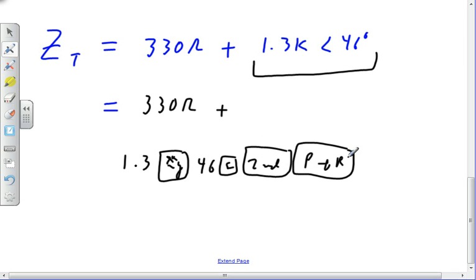Now, for those with graphing calculators, there are other ways to do this. I hope you know how. If you don't, you can see me after class sometime and we'll explain how to do it on your calculator. So I'm going to do that on my calculator: 1.3, XY key, 46, equals, second function, change to rectangular, and the calculator says 1.059.